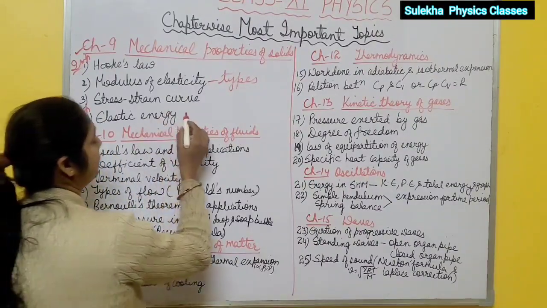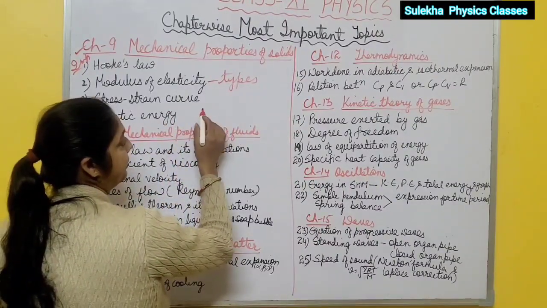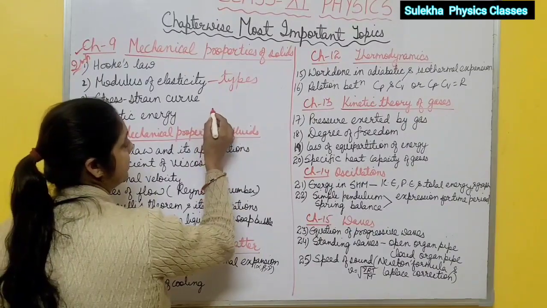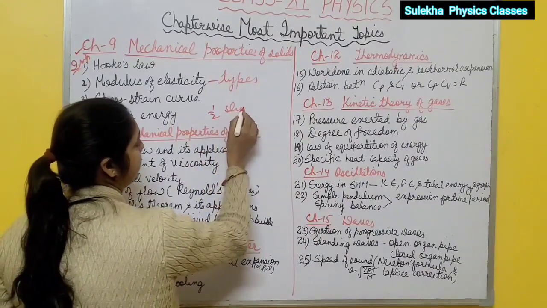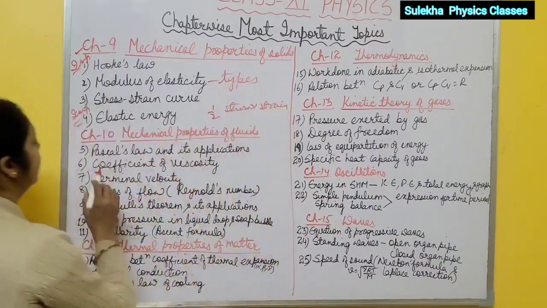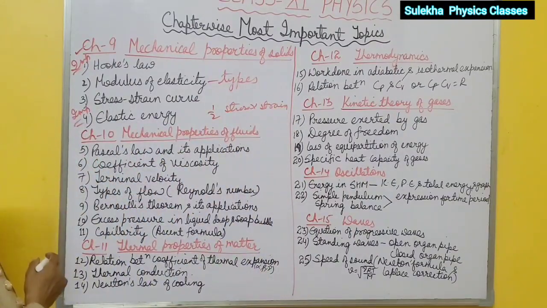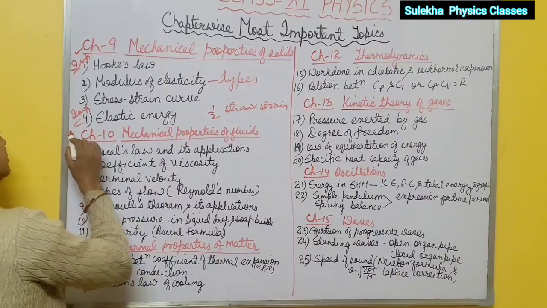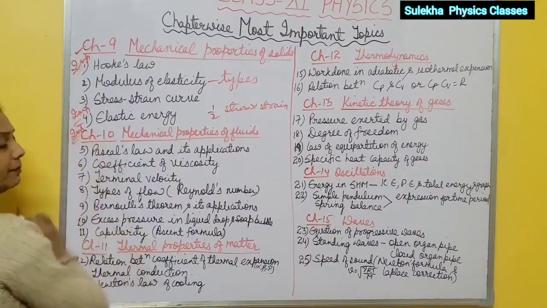So in this one you have to prove elastic energy per unit volume, that is elastic energy density, is half into stress into strain. This is very, very important, right? Then come to chapter number 10, that is mechanical properties of fluids. This chapter is also very, very important. Many topics in this chapter are important.